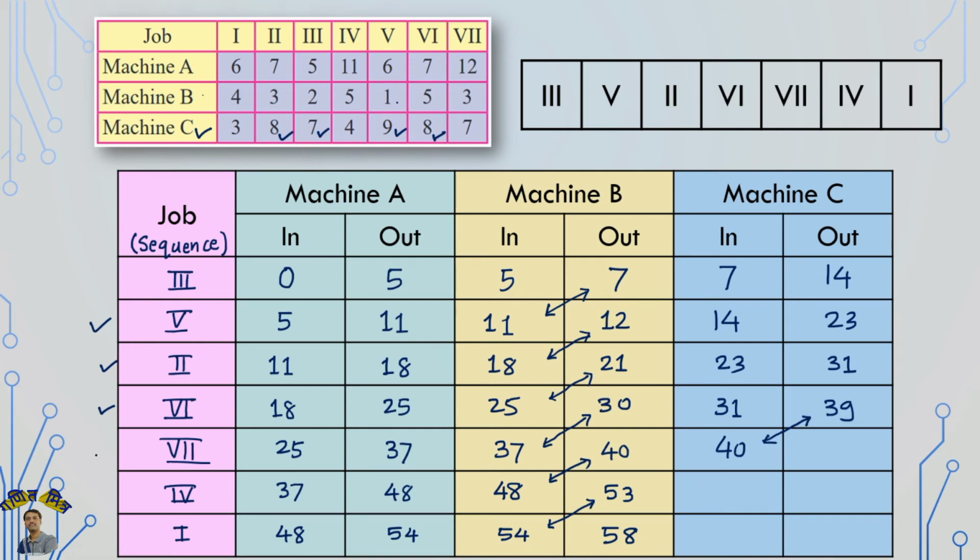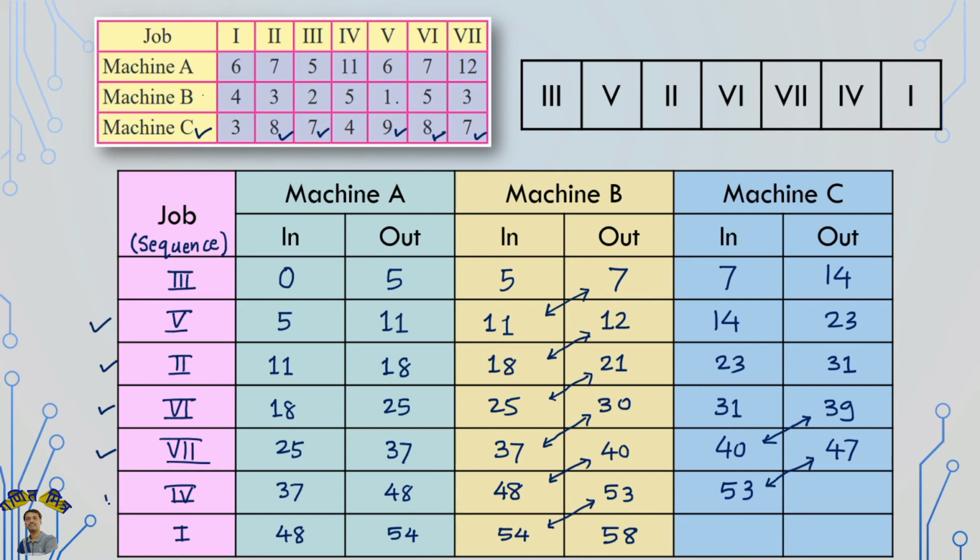Okay, see the next job, it is job number 7. Job number 7 gives the value 7. So 40 plus 7, it is 47. Okay, then compare this 47 with this 53. So you can observe there is again a gap. 53 is greater. So let me write here 53, the greater value, and there is a gap. Let me draw a double-headed arrow.